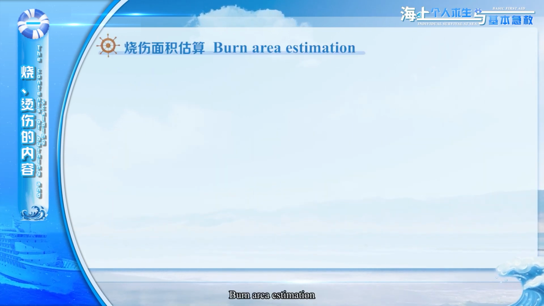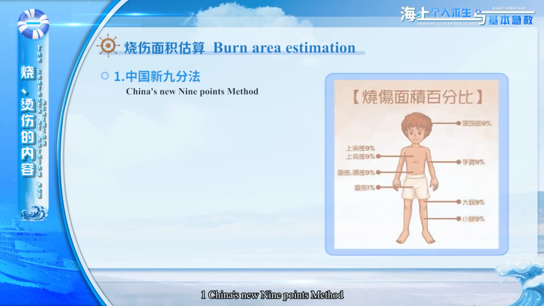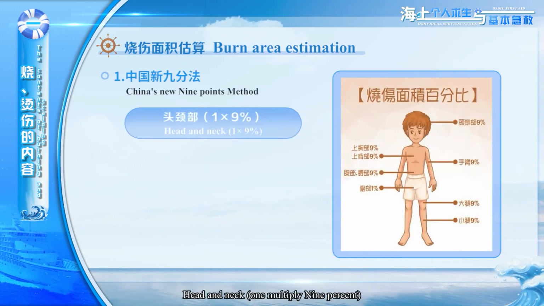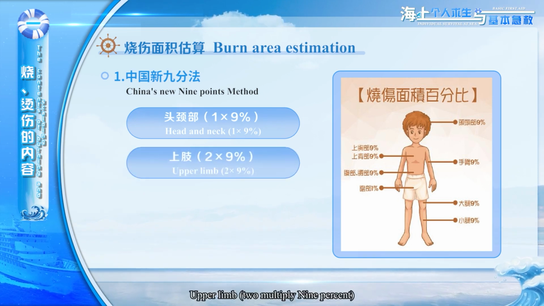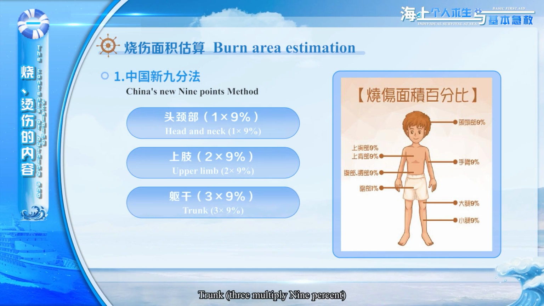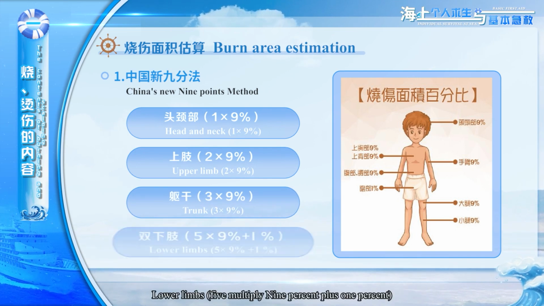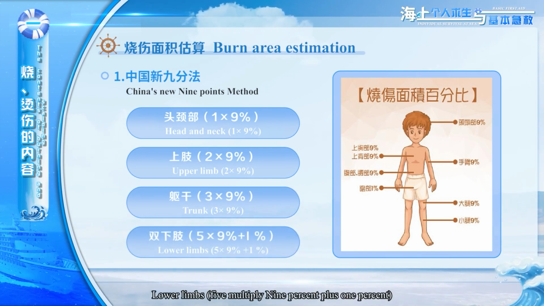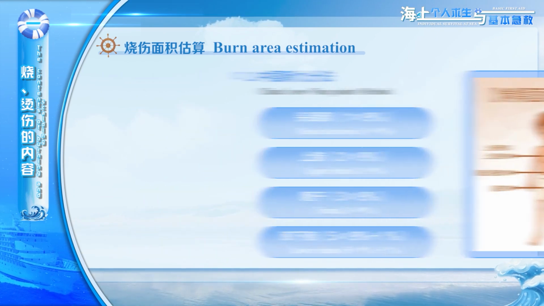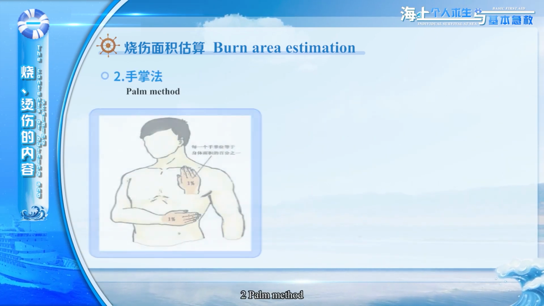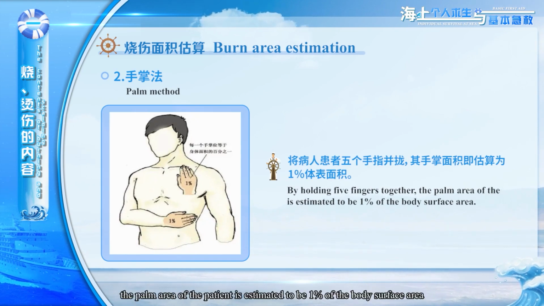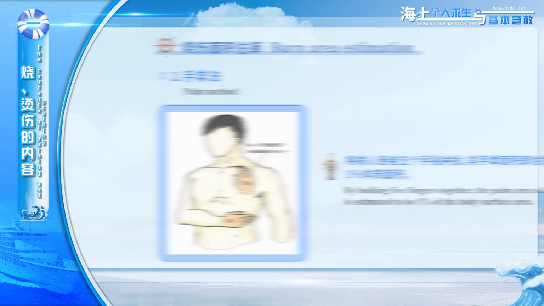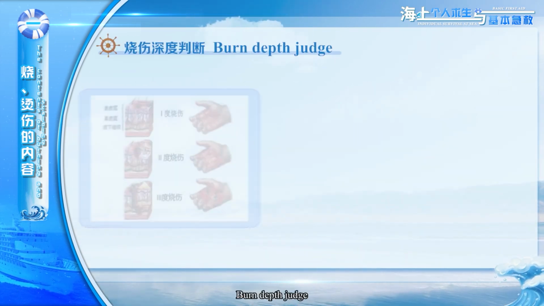Burn area estimation. 1. China's new Rule of Nines. Head and neck, 1 multiplied by 9%. Upper limb, 2 multiplied by 9%. Trunk, 3 multiplied by 9%. Lower limbs, 5 multiplied by 9% plus 1%. 2. Palm method. With the 5 fingers held together, the palm area of the patient is estimated to be 1% of the body surface area.